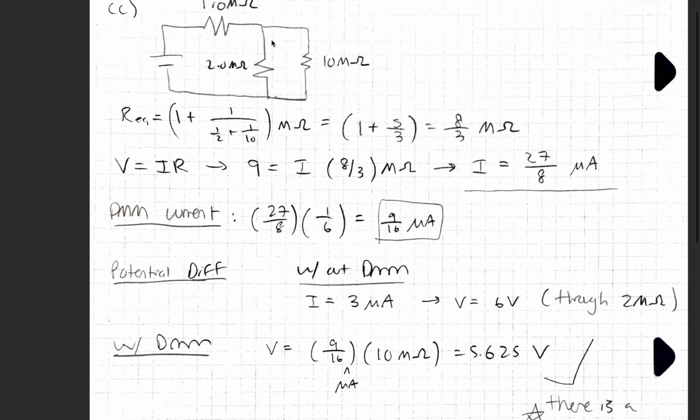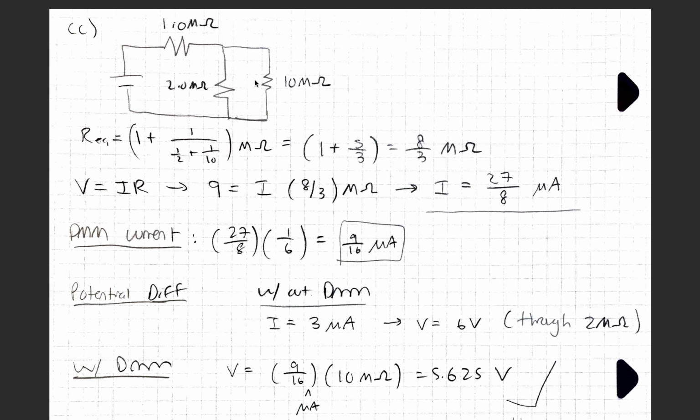So in part C, we're finally on the same order of magnitude. And here we see that the fact of the resistor being in parallel, the fact of the resistor being on the same order of magnitude has an effect. So calculating the equivalent resistance for the entire circuit again, we get that it is 8/3 mega ohms. This is in contrast to the 3 mega ohms it would be without this 10 mega ohm resistor in parallel here, which would be 9/3. Using V equals IR, we can get that 9 equals I times 8/3 mega ohms, so I is 27/8 microamps.